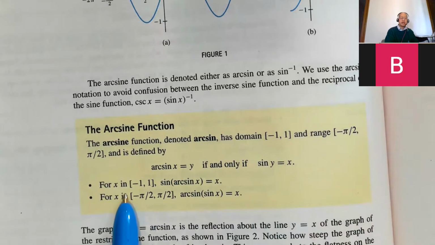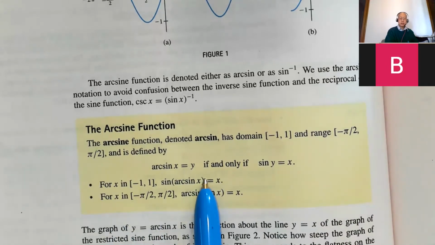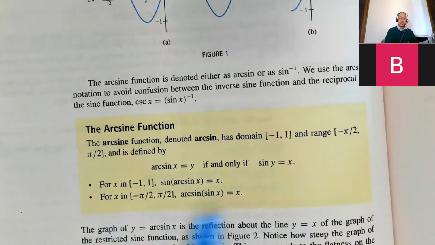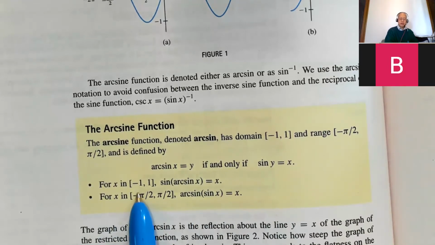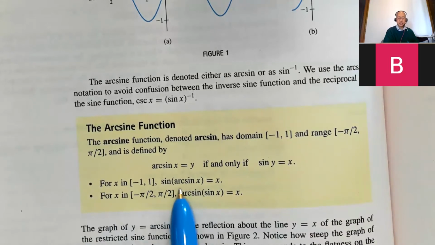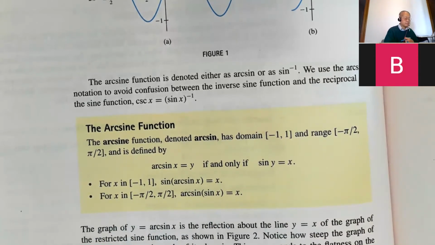If X lies between -1 and 1, sine of arc sine of X is X. If X is between -π/2 and π/2, arc sine of sine of X equals X. You do have to follow this, though, so it's not as obvious. With some of the homework problems, you just look at it and say, oh yeah, sine, arc sine, they cancel out. You have to be careful that you're in the correct domain or range, that all of these conditions are satisfied.